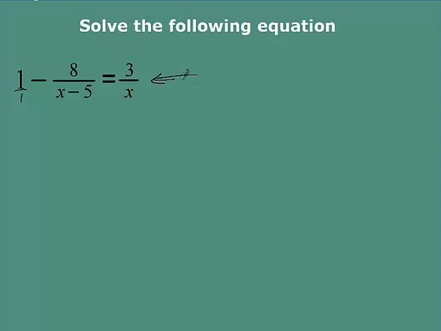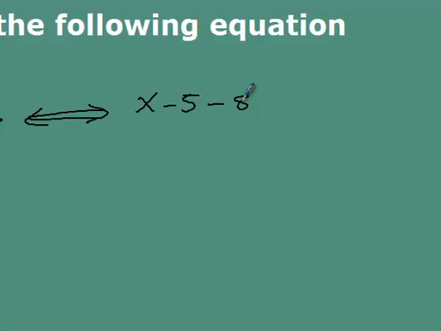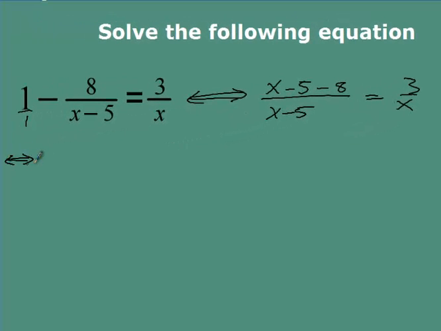So remember the section that we just got through that you guys are still complaining about? This is where we used it. So we're going to do the crisscross on this guy and get x minus 5 minus 8 all over x minus 5 equals 3 over x. I'm going to simplify on top and get x minus, what is that, 13, right? All over x minus 5 equals 3 over x. Everybody all right? You all with me? So now do I have a fraction equals a fraction? Yeah.